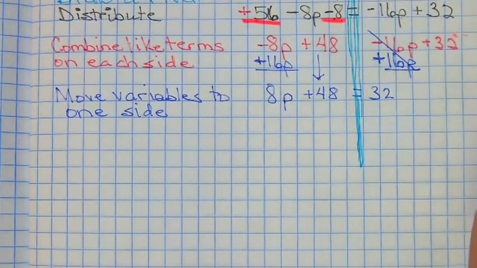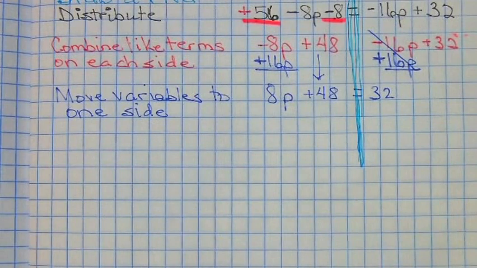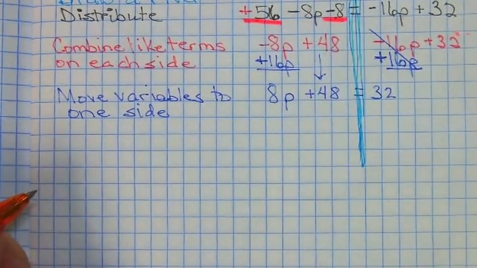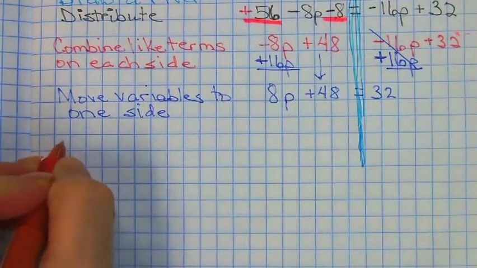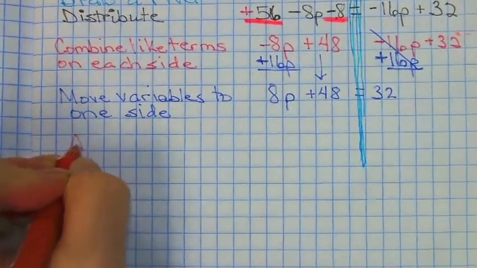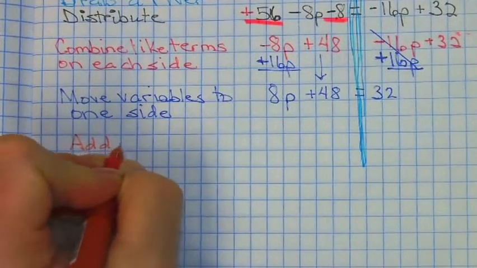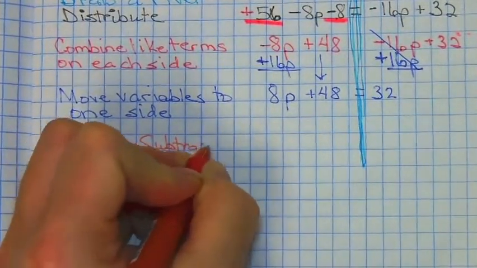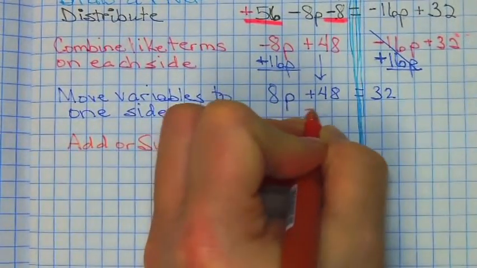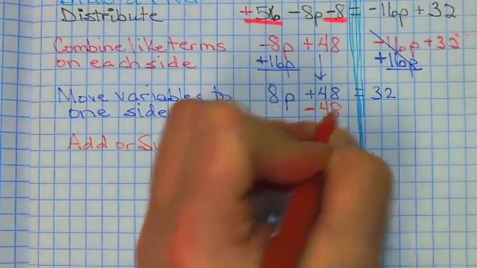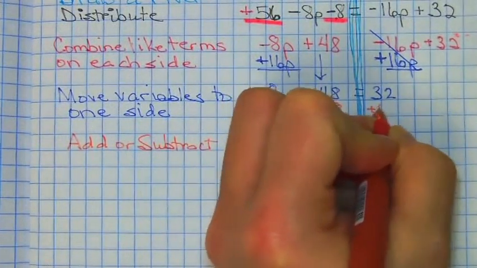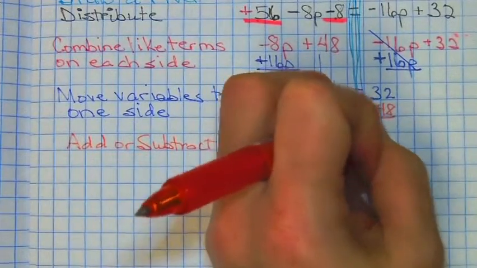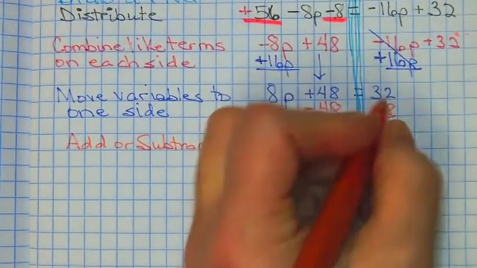Okay, are we good at this point? All right, now it looks like a two-step equation. So we're going to add or subtract. So minus the 48. And I just wrote plus. Come on, Ramsey, you're better than that.